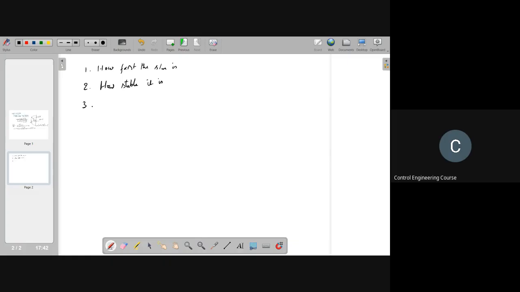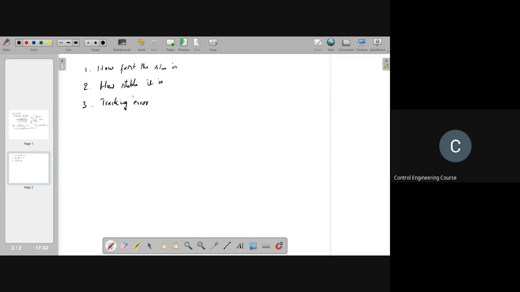And the third one, which you are most interested in, is steady state behavior. That is, is there any tracking error, whether the response is following the given input or not, right? These are the three major things you are interested in for a physical system to behave.